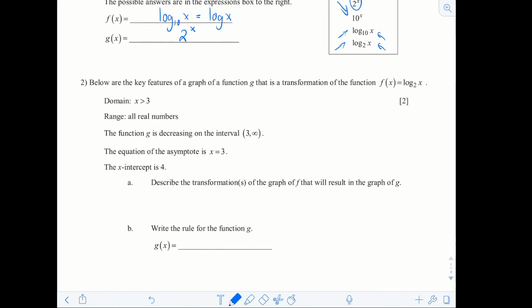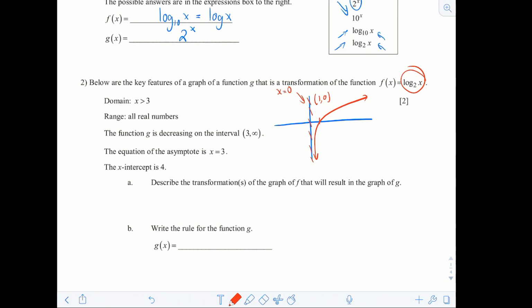Describe the transformations for this. A couple of things. I'm going to try and draw this to help you along. Normally, the graph of log base 2 of x ends up looking something like this. We have an intercept at (1, 0), and we know there is a vertical asymptote at x equals 0.